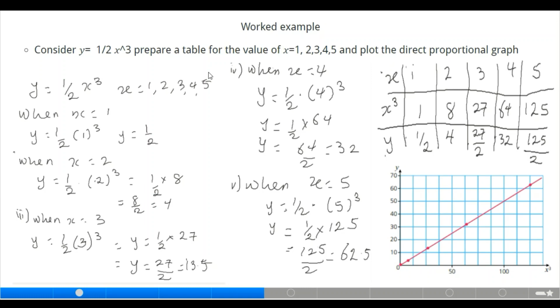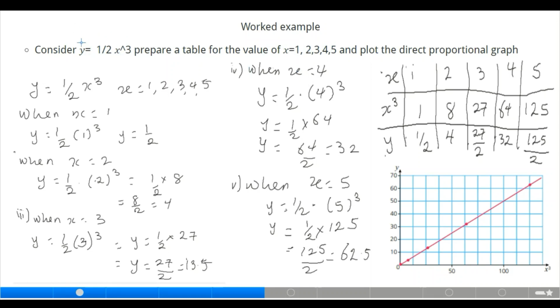So we have these quantities here, which are x and y from the given equation. We have to prepare the table: when x equals 1, we want to know the value of y. When x equals 2, x equals 3, x equals 4, x equals 5, what is the value of y? So from this given equation, whenever you see x, we are going to replace it with the figures we are given for x, which are 1 through 5.